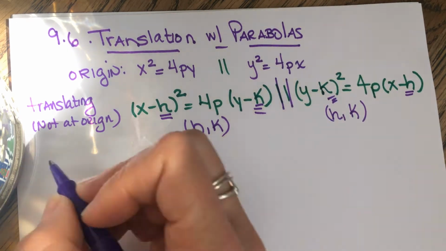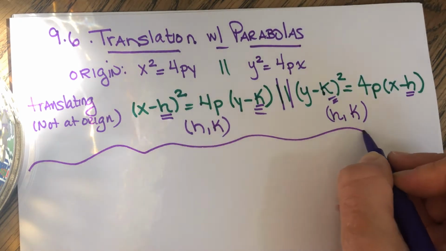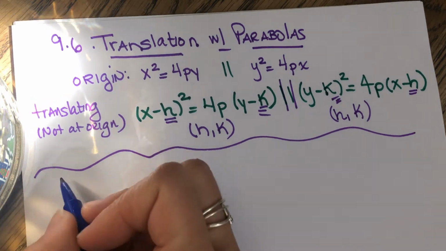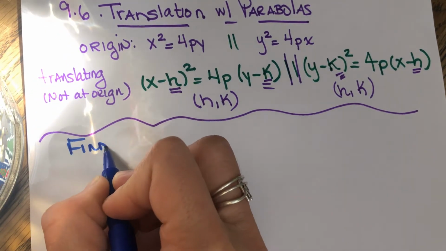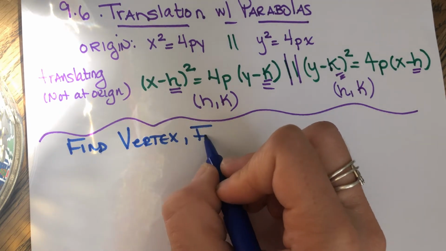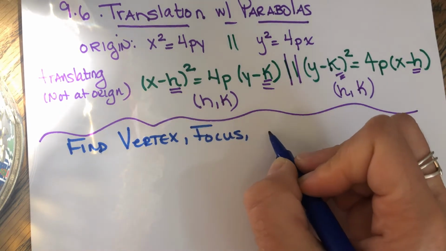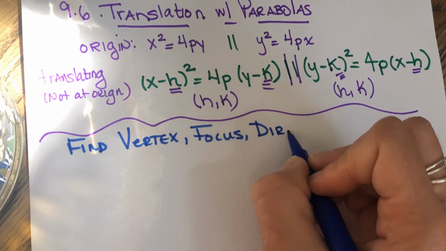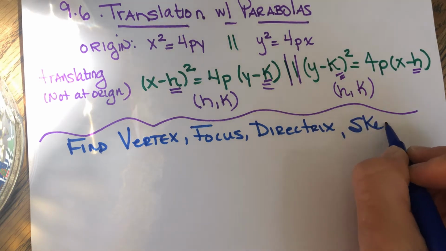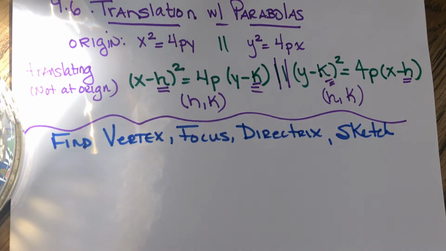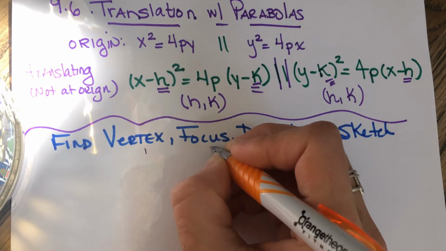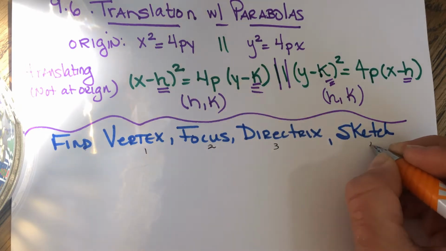Okay, so let's take a look at our first example. The first example is going to say, find, first we'll do the vertex, focus, directrix, and then we're sketching. And if you're wondering why there's one additional step, it's because now we're not at the origin. So I do recommend your order being 1, 2, 3, 4.